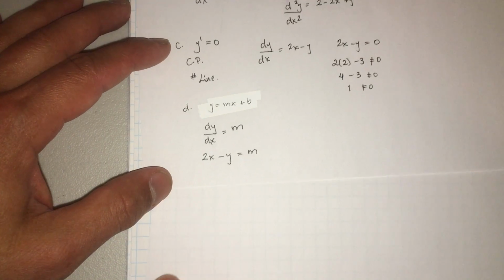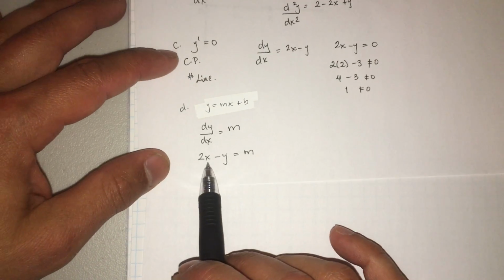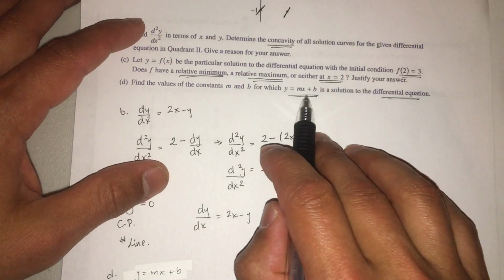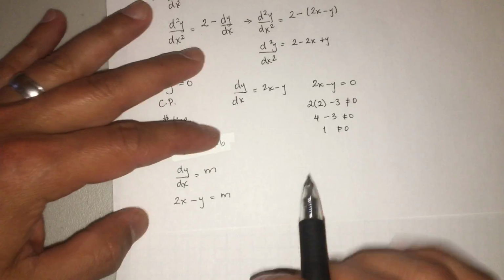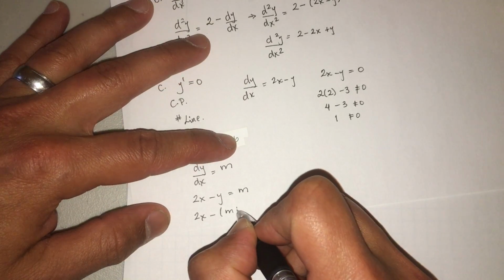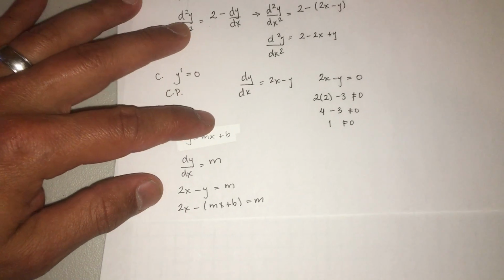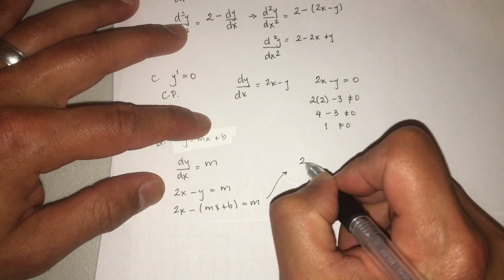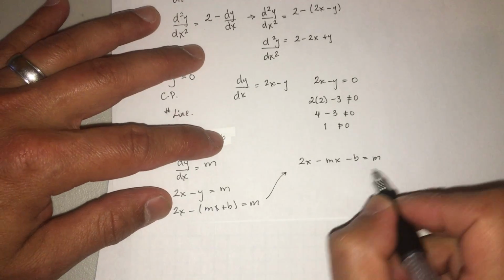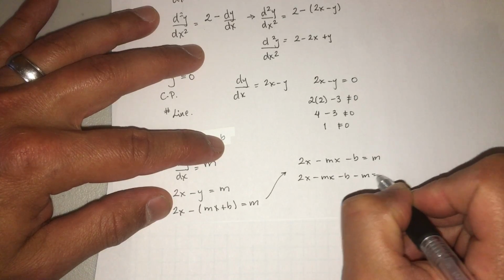Okay, that doesn't really help me out much, right? Because we've got to solve for something. Well, I want like terms. Look at what y is equal to. y equals mx plus b. So now we have this guy. So 2x minus y is equal to 2x minus (mx plus b), which is equal to m. Then I've got to solve that, so let's distribute. That gives me 2x minus mx minus b equals m. Bring the m to the other side: 2x minus mx minus b minus m equals 0.